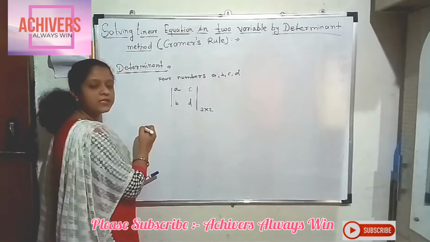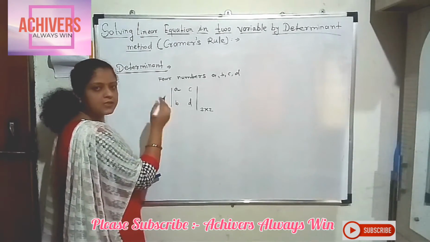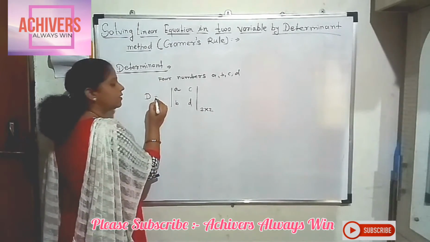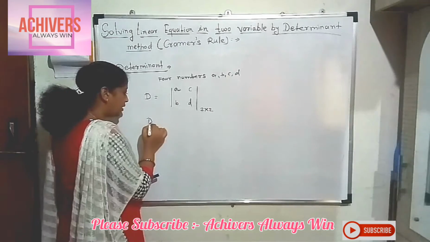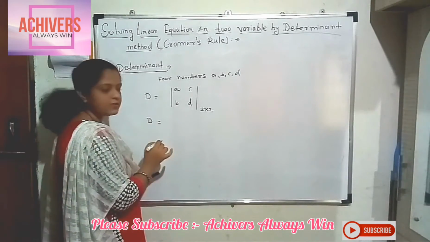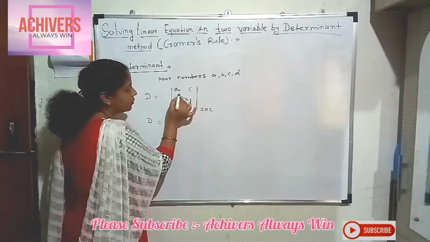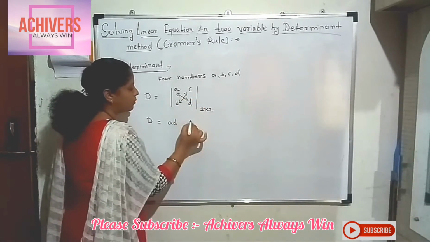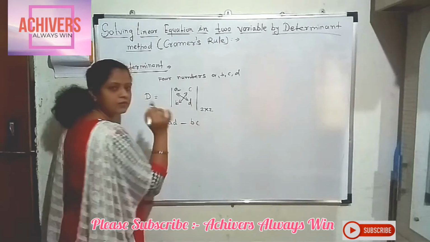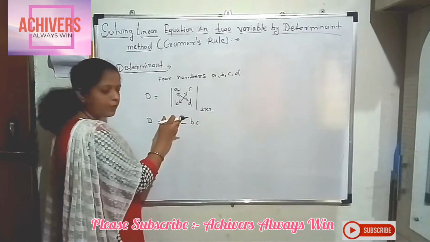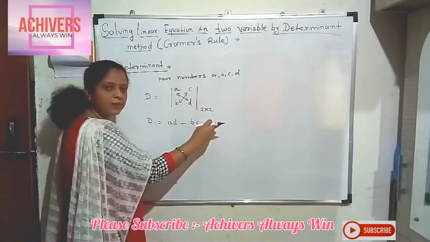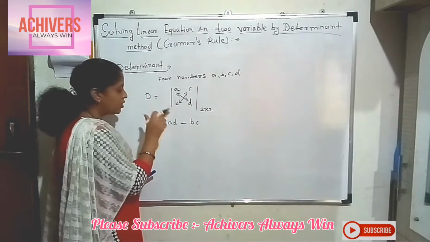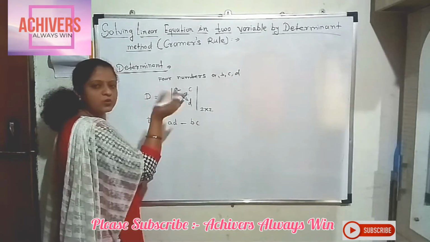A determinant is denoted by capital letters A to Z. Here we denote the determinant by the letter D. To solve this determinant means to find the value of that determinant. First we take the multiplication of the two numbers A and D, and the multiplication of the two numbers B and C, with minus between them. Multiplication of AD minus multiplication of BC, we get the value of the determinant. Use this formula to solve the examples.